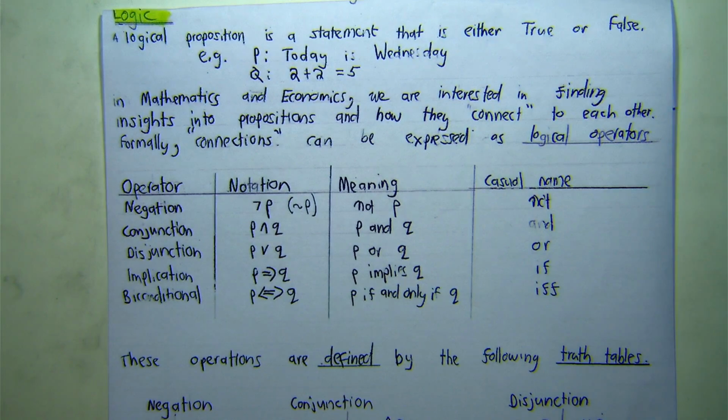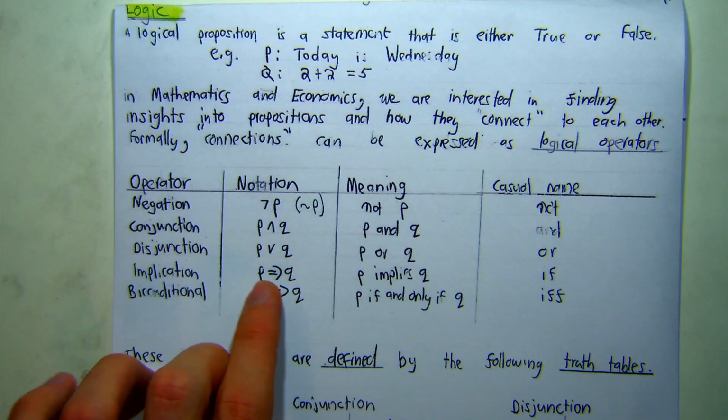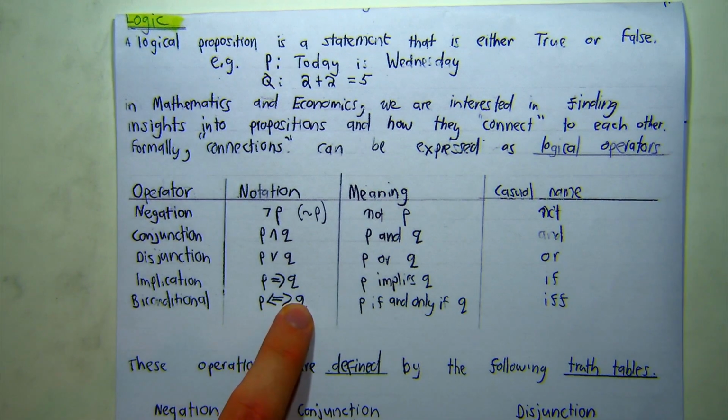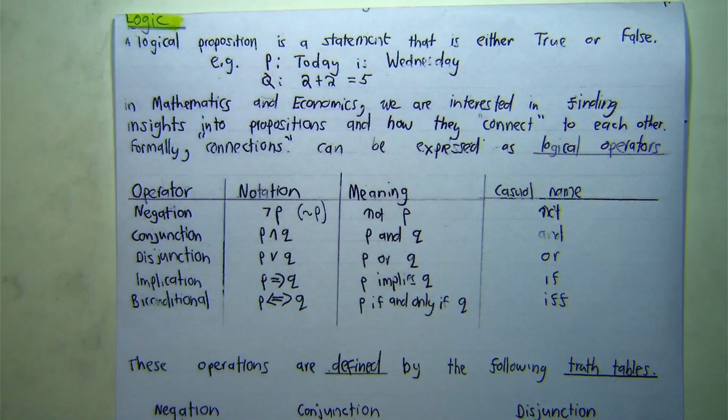Implication, P implies Q, means that every time P is true, Q is true also. And then biconditional, P if and only if Q, means that P and Q are true at the same time or they're false at the same time. And it's stronger because not only does P imply Q, Q implies P as well.